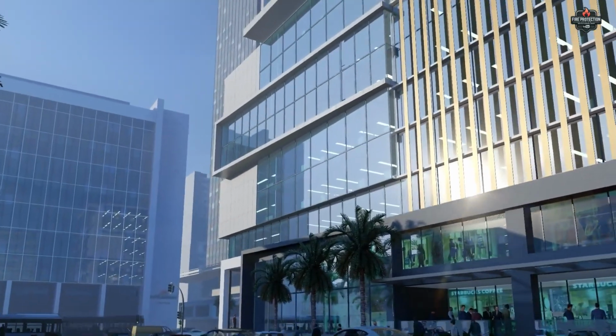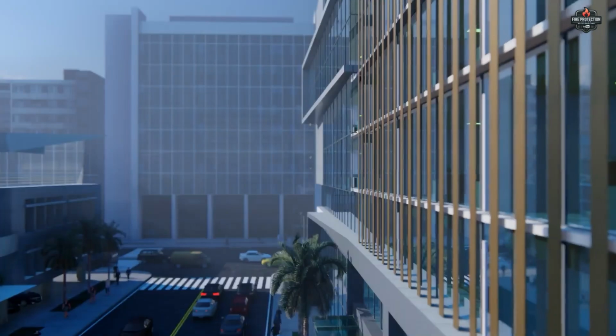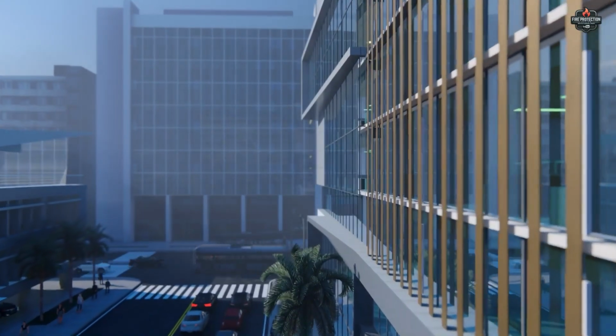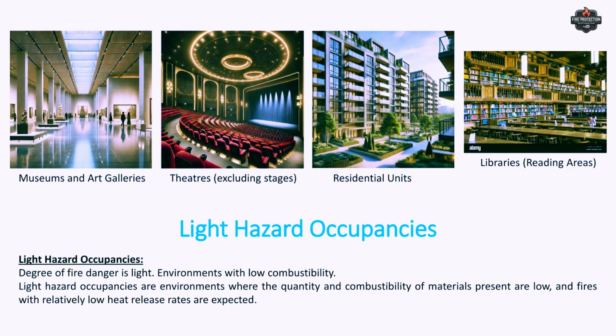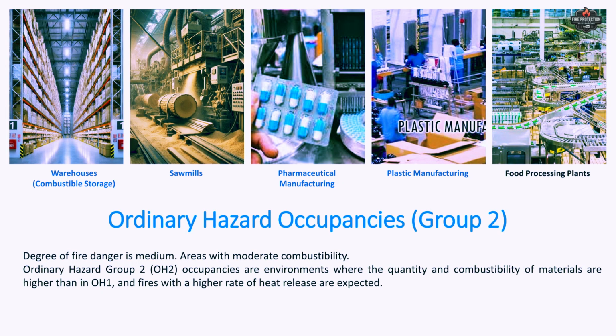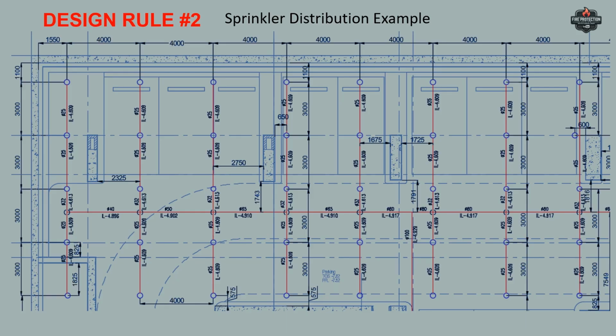So guys, so far we have covered 5 design rules. When you are given the task to design a fire protection plan, you have one civil plan. First you should classify the building occupancy type, whether this building is light hazard, ordinary hazard, or extra hazard. In most cases, the building will be either light or ordinary hazard. And then we'll start placing sprinklers on the floor plan.